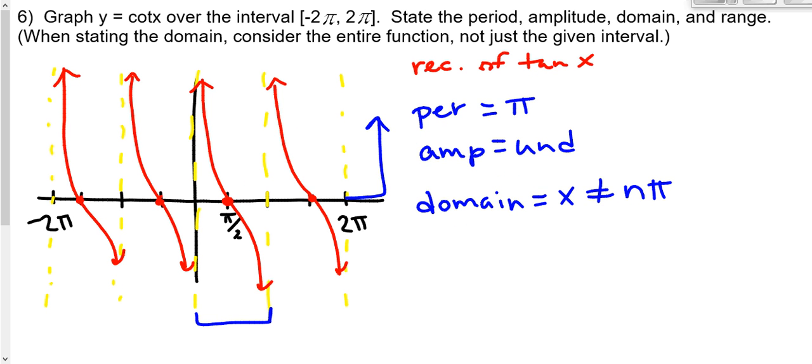Okay, moving on, we've got the range for the cotangent graph, and we can see that it goes up to infinity and down to negative infinity. So we can say all real numbers, or negative infinity to infinity.